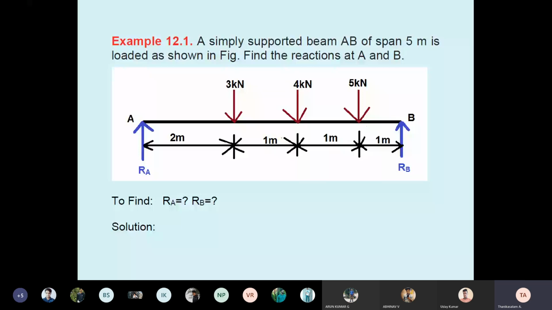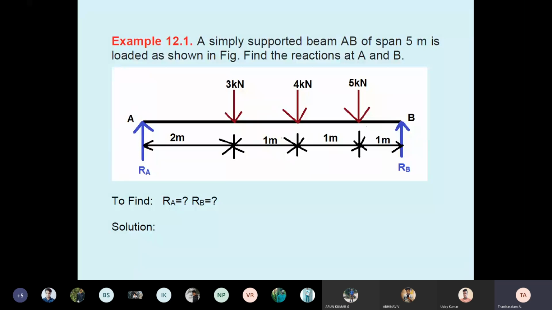See, this question is example 12.1. I told you, whenever I mention an example, I have already given the book PDF. It is available in MS Teams. See, in MS Teams, I loaded all the first 2 units' notes. Example 12.1 is mentioned automatically. They mentioned a simply supported beam AB. Simply supported means at both ends, simply supported at both ends A and B.